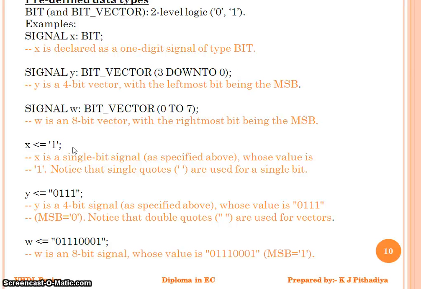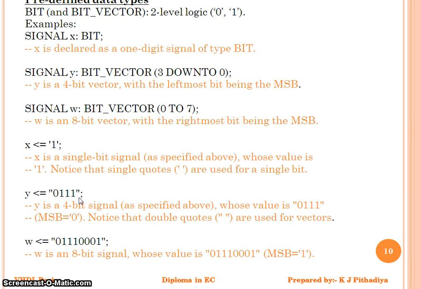So next example, for y we have assigned 0 1 1 1 as the value. So y is a 4-bit signal whose value is 0 1 1 1, quoted within double quotes, and the MSB is 0. Notice that double quotes are used for vectors. So whenever you are using double quotes, you have to first define that signal as a vector. We have already defined y above as a bit vector, so that's why we have defined this within double quotes.